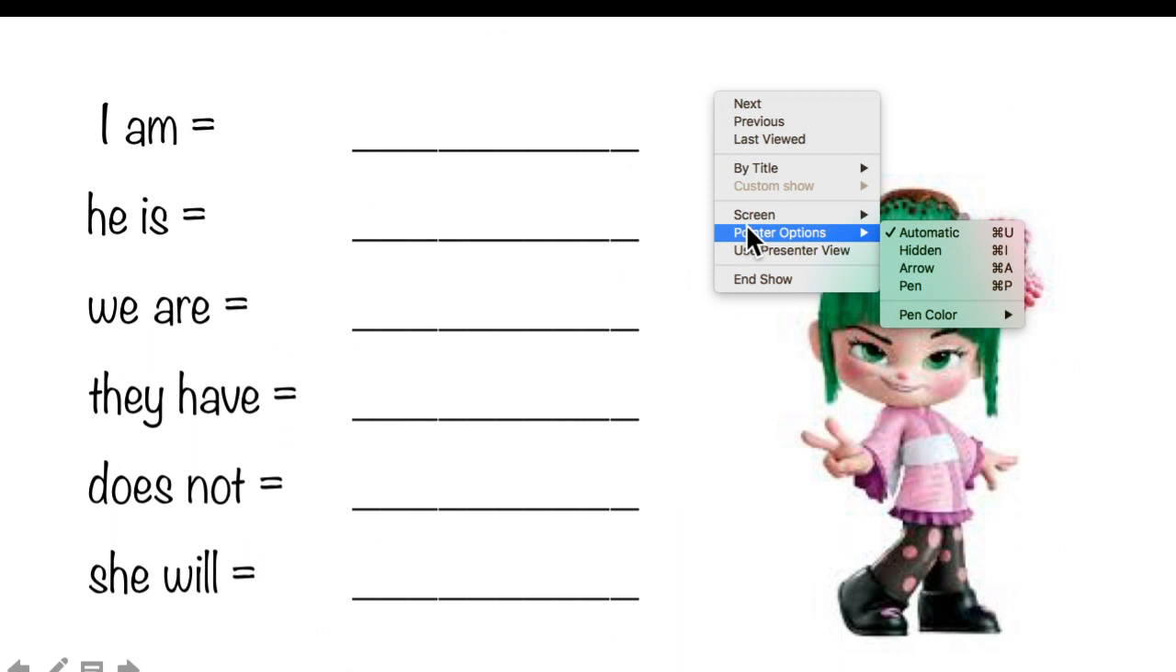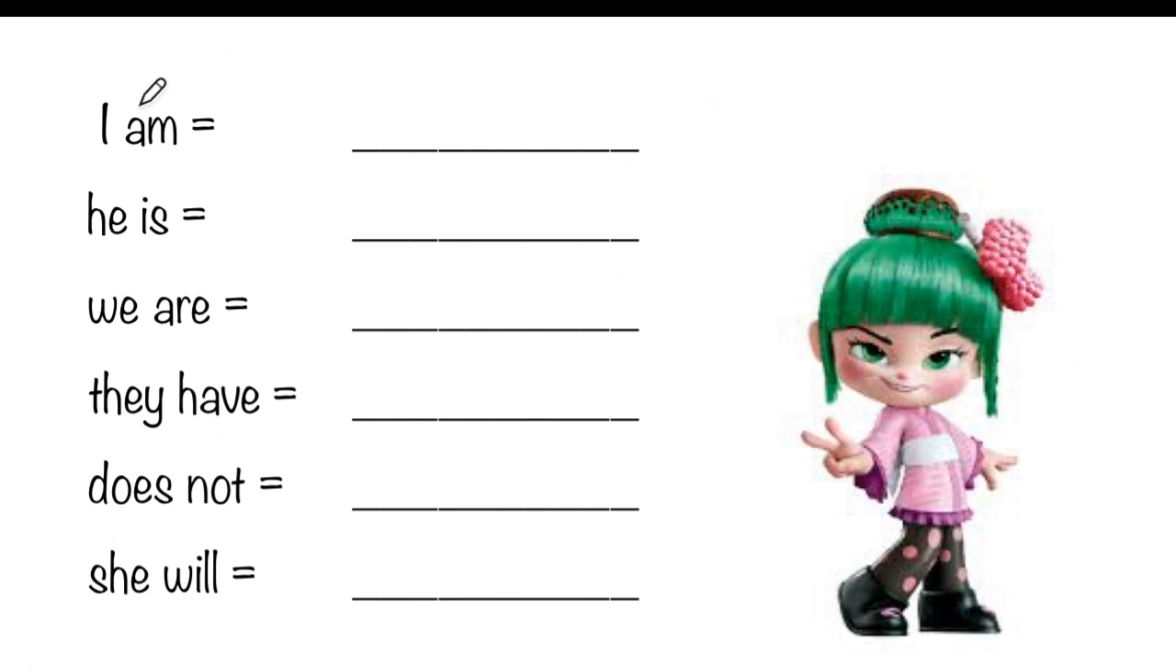I will show you on some examples here. I am. The first word always stays the same. I will copy the first word, I. You take the letters away only from the second word. Am. Which letter do I take away? A. Replace it with an apostrophe, and copy m. I'm. You have the contraction done.